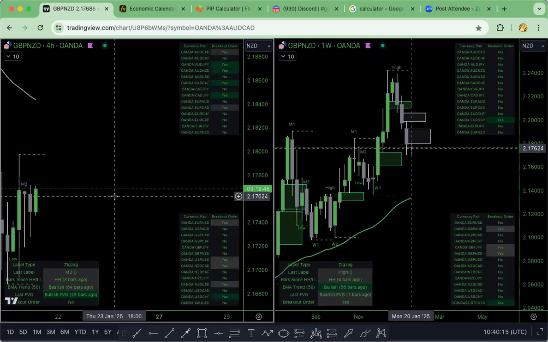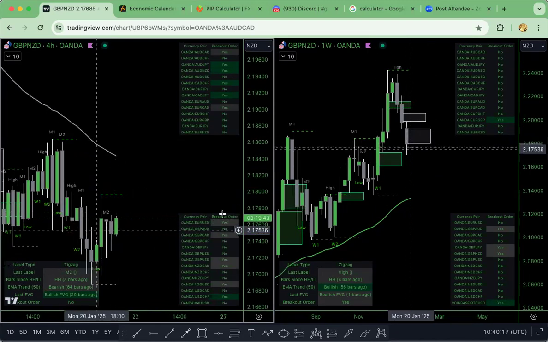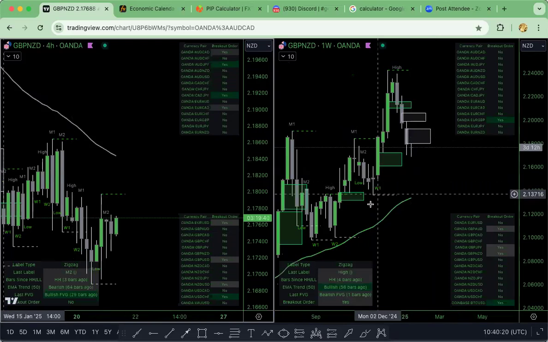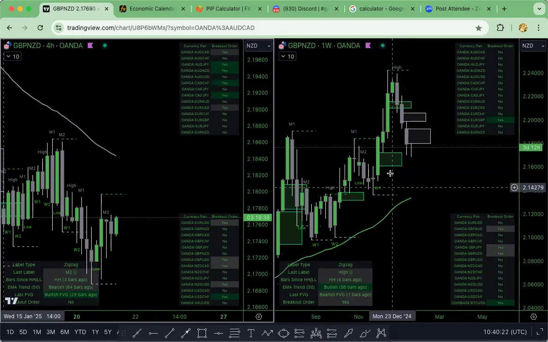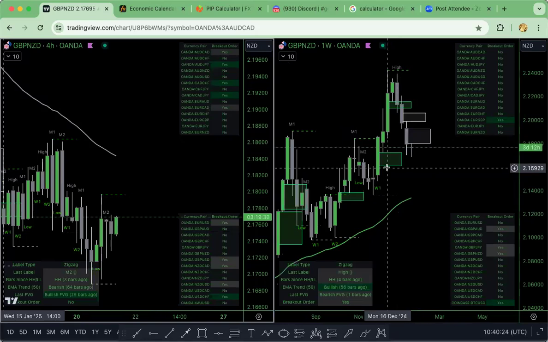This is a weekly counter trend, so it could be why it's not really selling. So you can see that, obviously it's a weekly chart, so there's a lot of strength and momentum. And also on the weekly, it's still got the buy orders here, GBP New Zealand.